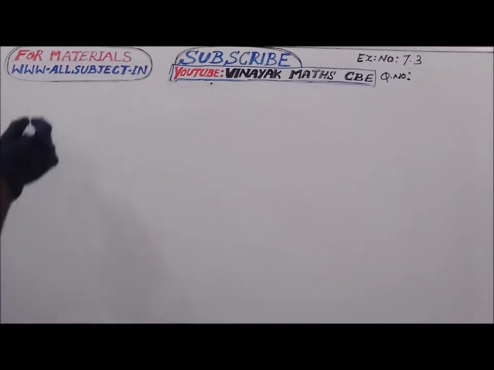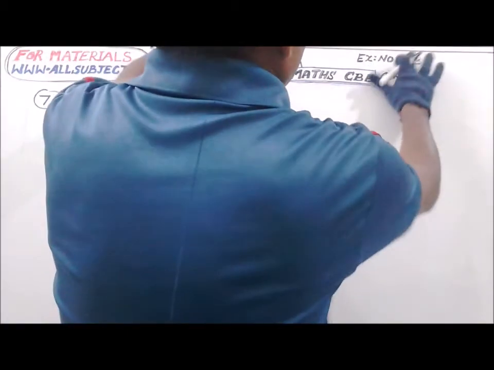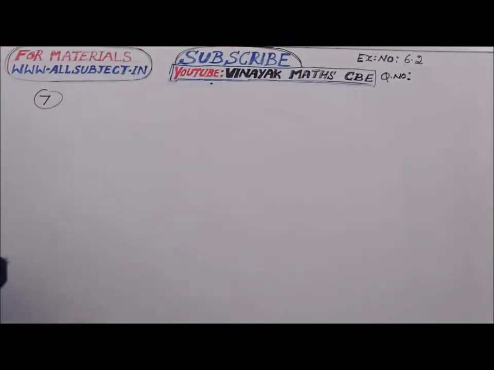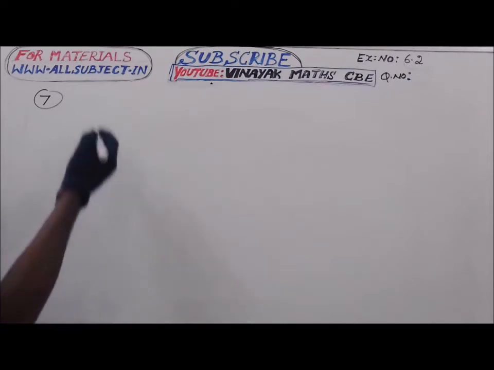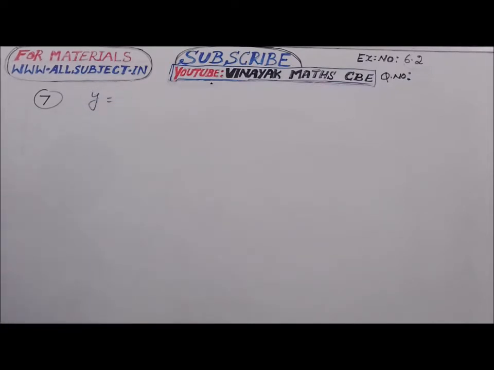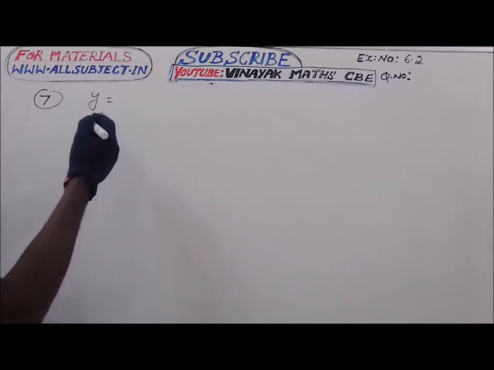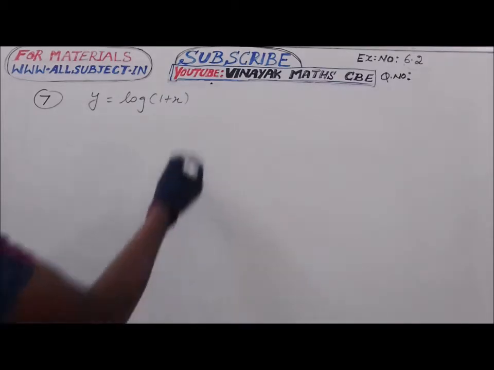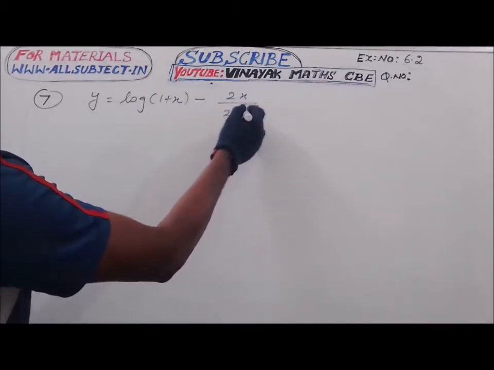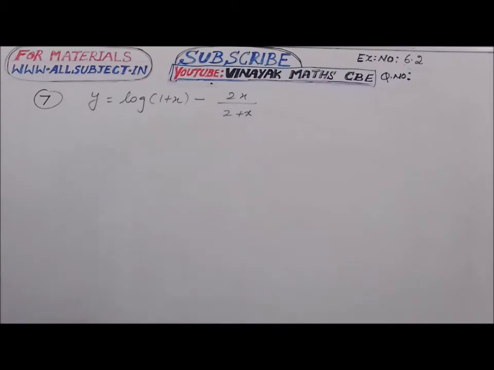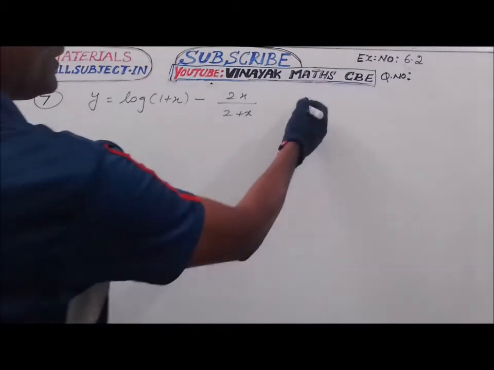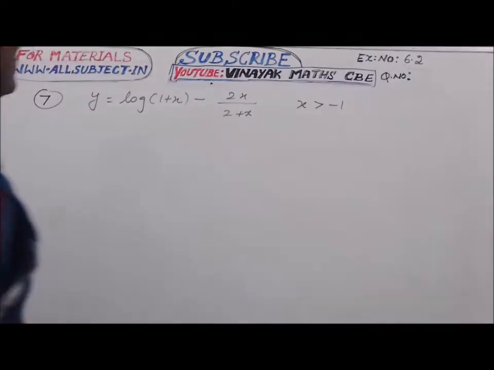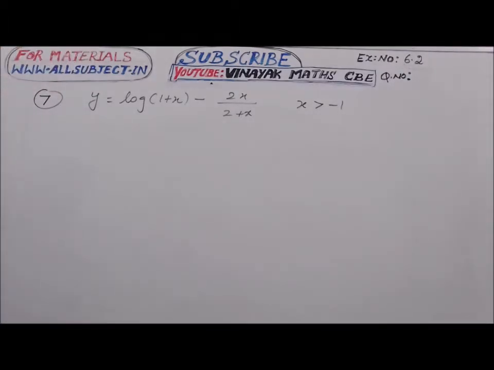Question number 7, Exercise 6.2. Show that the function y equal to log of 1 plus x minus 2x by 2 plus x is increasing when x greater than 0. Increasing for x greater than minus 1.